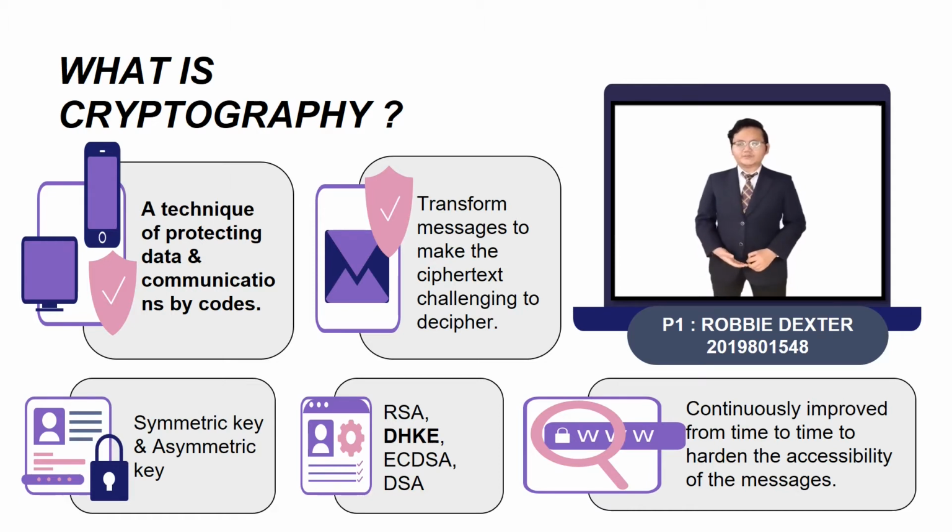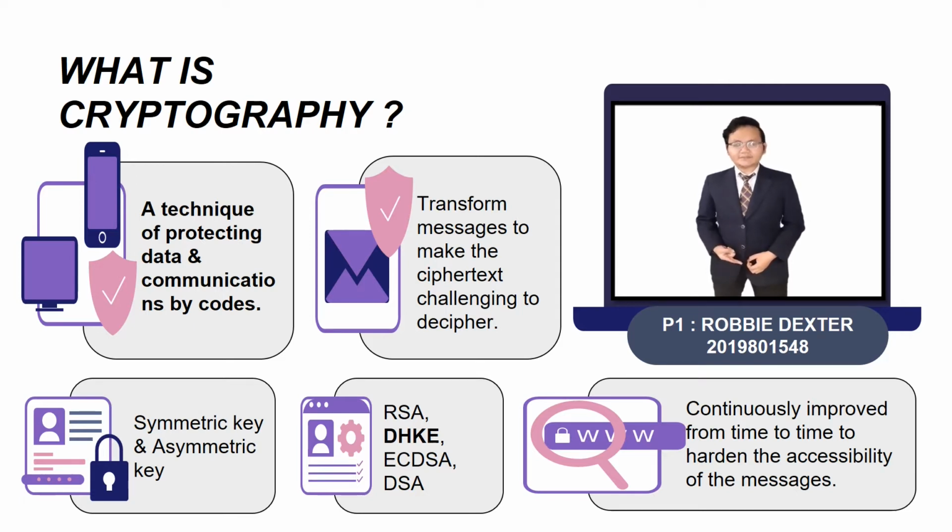Cryptography is a technique of protecting data and communication by codes. It helps to transform a message to make the ciphertext more challenging to decipher. There are two types of cryptography. The first one is symmetric key, which creates a block cipher with a secret key.